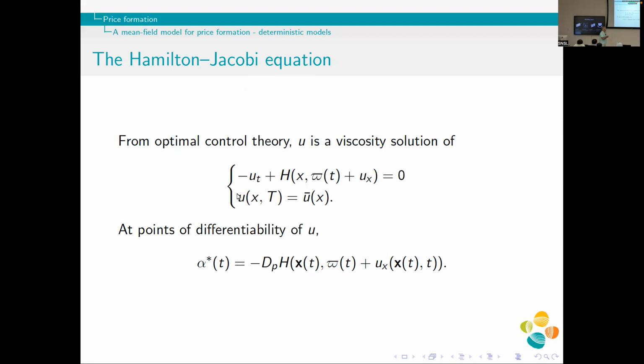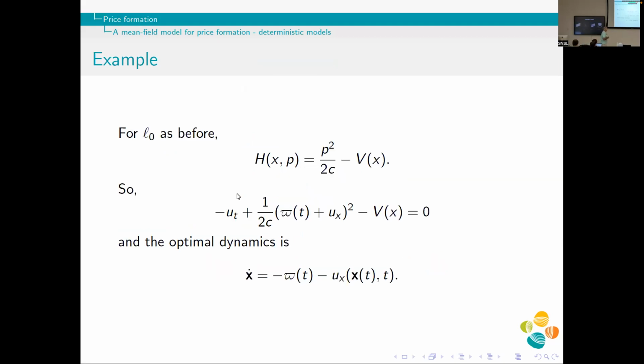So in fact, at points of differentiability, and usually this thing is Lipschitz, so it's differentiable almost everywhere, you know exactly what to do. You look at your viscosity solution or your solution of the Hamilton-Jacobi equation, and then this tells you how much should you buy at this precise moment. So this is really the role of the Hamilton-Jacobi in this business, is to tell you what to do.